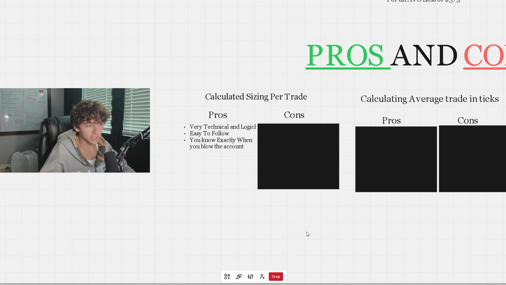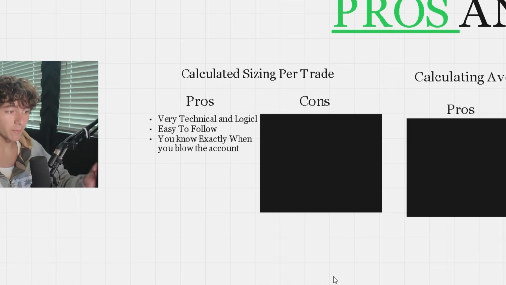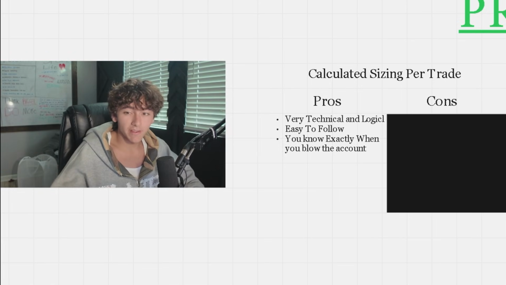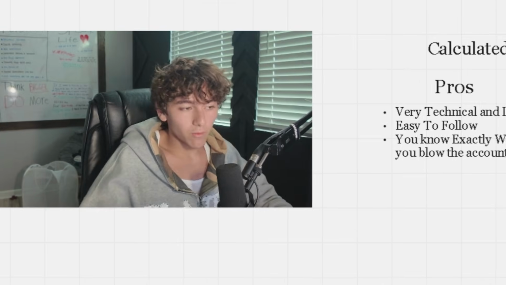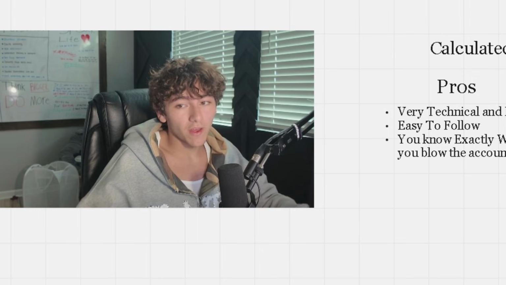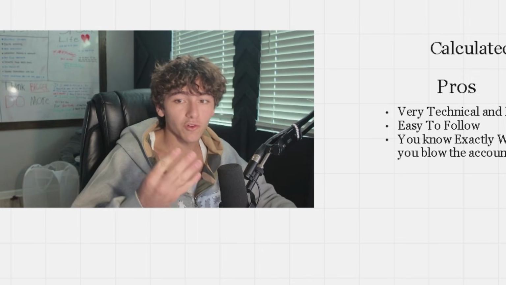Now, with the first example, with calculating your sizing per trade, the pros is that it's very technical and logical. It makes it very easy to follow, and you know exactly when you're going to blow the account. This means that you don't have to guess however many losing trades it's going to take for you to blow the account. So when we're using the 1% per trade, we know that that's $500, which means we have 4 trades until the account is blown. And with that, it leaves very little room for error unless you are just losing your trades back to back to back. This is good, but there are a few cons.